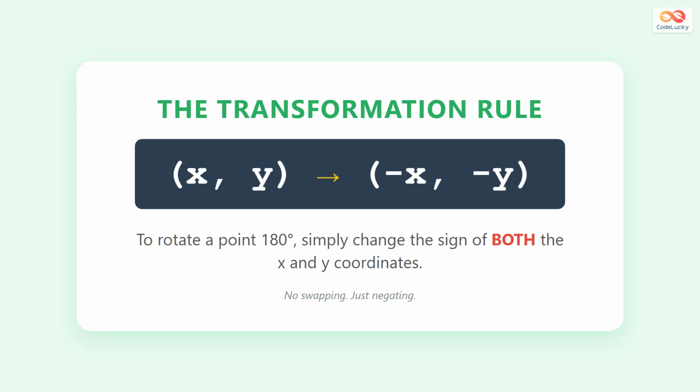Here is the most important part of this lesson, the rule. To rotate any point (x, y) by 180 degrees, you simply change the signs of both coordinates. x becomes negative x, and y becomes negative y. You do not need to swap their positions, you just flip their signs.